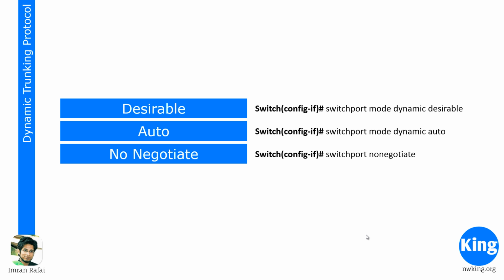And the third thing that you see here on screen is no negotiate. That is a way to disable DTP. So let's start from the top. When a switch port is in the dynamic desirable mode, what it does is it immediately starts sending out DTP packets, and that means it starts sending DTP packets to negotiate.